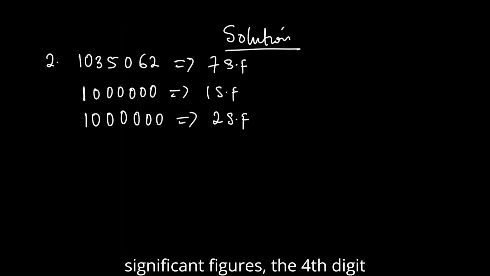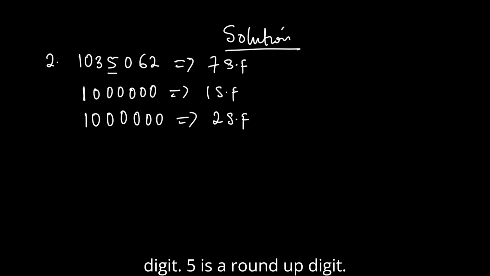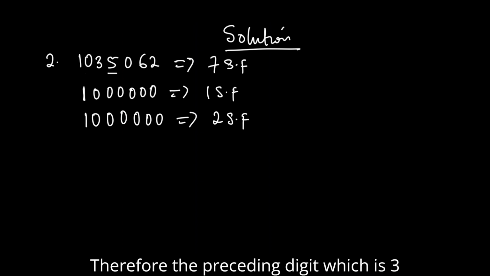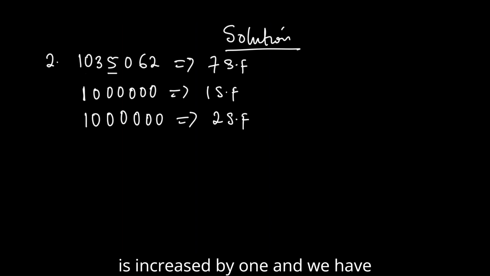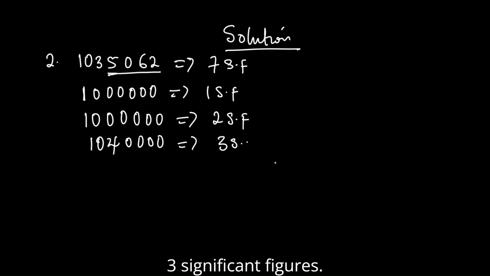Then to approximate to three significant figures, the fourth digit becomes our reference digit. 5 is our fourth digit. 5 is a round-up digit, therefore the preceding digit, which is 3, is increased by 1, and we have 104. Then here becomes 0, 0, 0, 0, 0. This is to three significant figures.